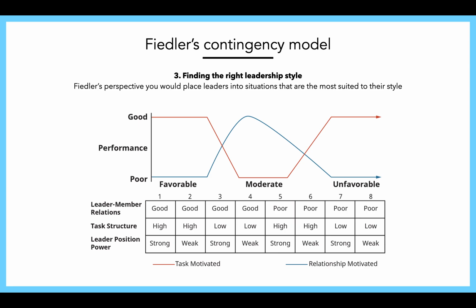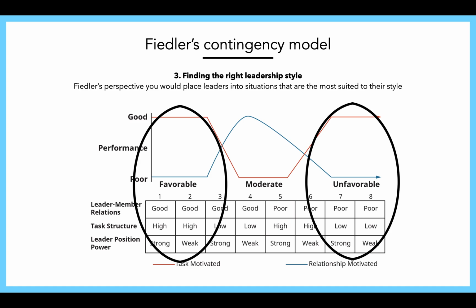or maybe two are good and the position power might be weak. It suits task-motivated leaders better, task-motivated being the red line on the graph. So the more favourable a situation, you want them task-orientated leaders to go in and take control. Funnily enough, in the unfavourable situations, it also suited task-motivated leaders. So things aren't going well.